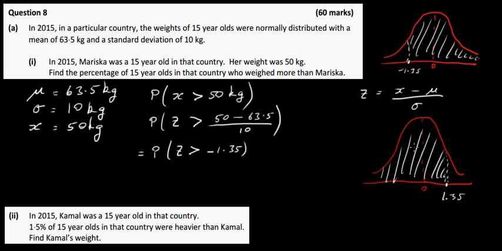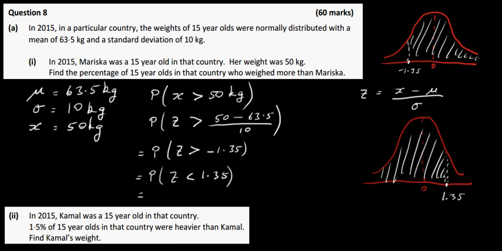The probability of appearing down in this part of the graph is exactly the same as the probability of appearing in this part of the graph here. So it's the same thing. So really what I'm going to do is look up the probability that Z is less than 1.35, and when you do that you get, well, we'll do that here.